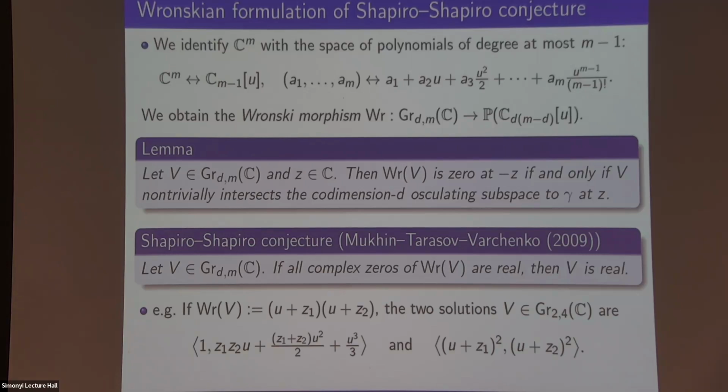So here's just an example again for Gr(2,4). Let's suppose this is my Wronskian. Generically for Gr(2,4), Wronskians are supposed to have degree 4, so you can think here that there are 2 more zeros at infinity. It turns out there are 2 solutions V with this Wronskian, this space of polynomials and this space of polynomials. The conjecture, which was proved by Mukhin, Tarasov and Varchenko, says that if z1 and z2 are real, then these spaces of polynomials are real. Actually, these are all real polynomials. And this happens generally.